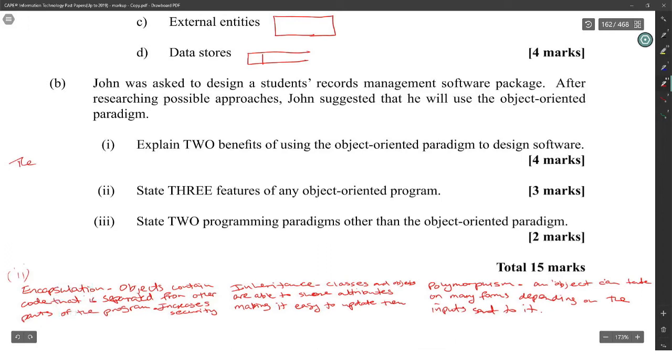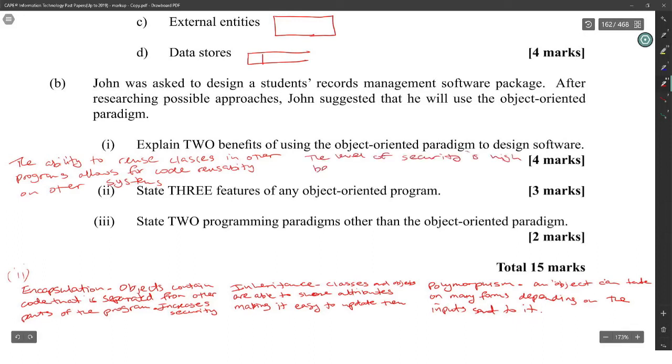The ability to reuse classes in other programs allows for code reusability on other systems. The level of security is high because of the encapsulation of the objects. Alright, yeah, so that makes more sense. That's what they're looking for.